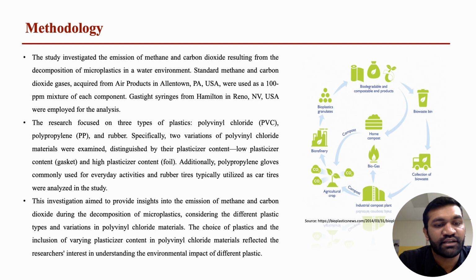Plastic varieties examined: the research also implemented three prominent types of plastic: polyvinyl chloride, polypropylene, and rubber. Within the PVC category, two variations were scrutinized, distinguished by plasticizer content: lower plasticizer content and high plasticizer content. The study expanded its scope to everyday items, analyzing polypropylene gloves and rubber tires commonly used in daily activities, like car tires, respectively.